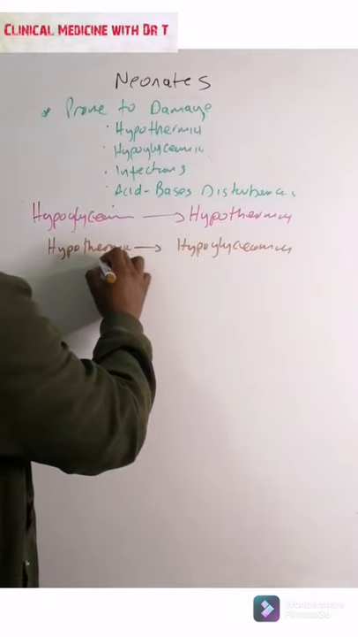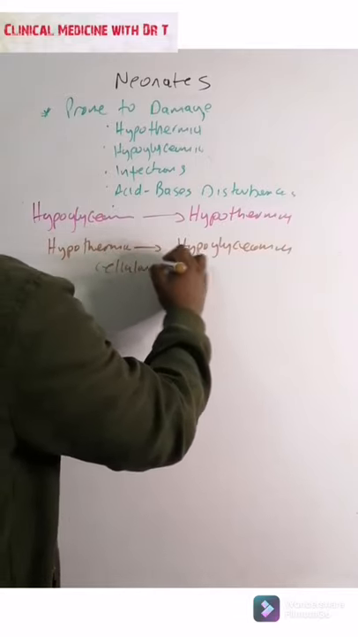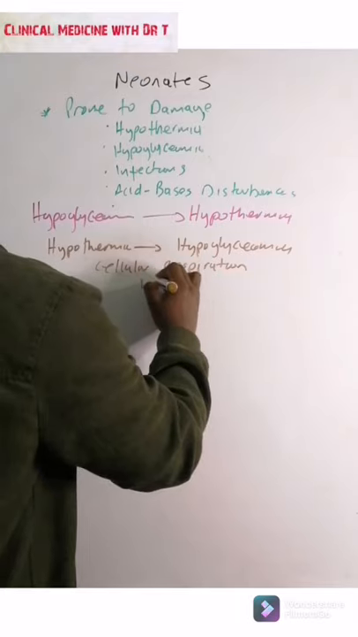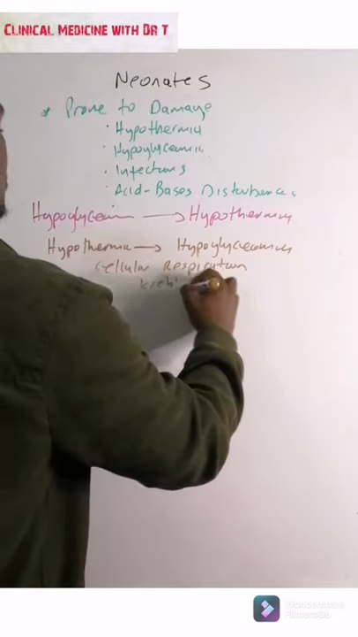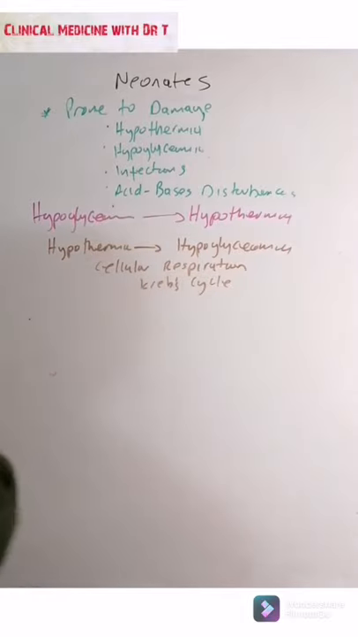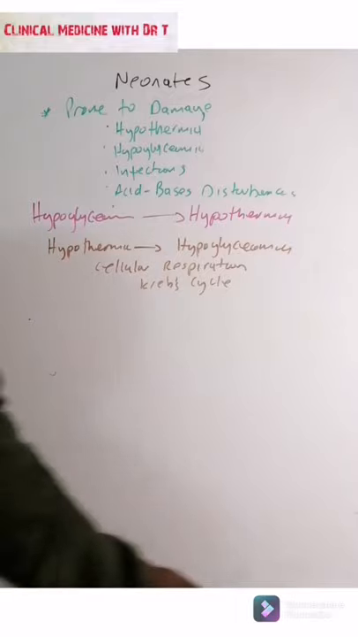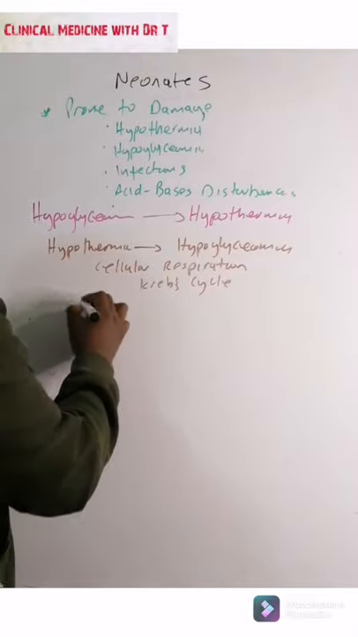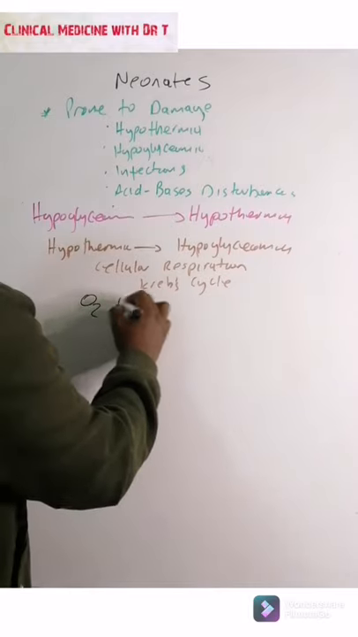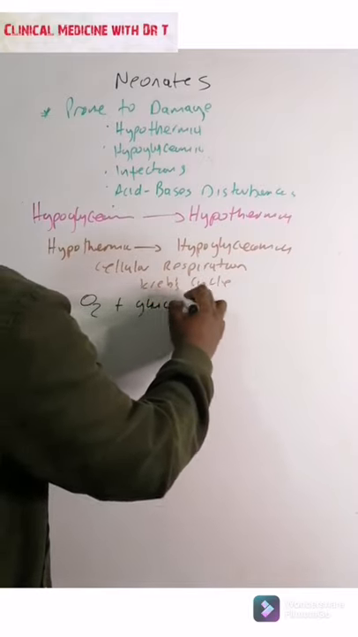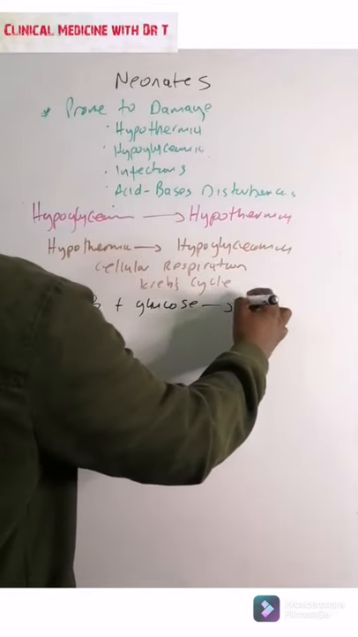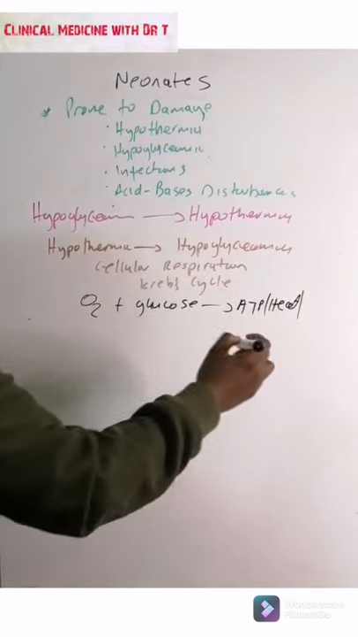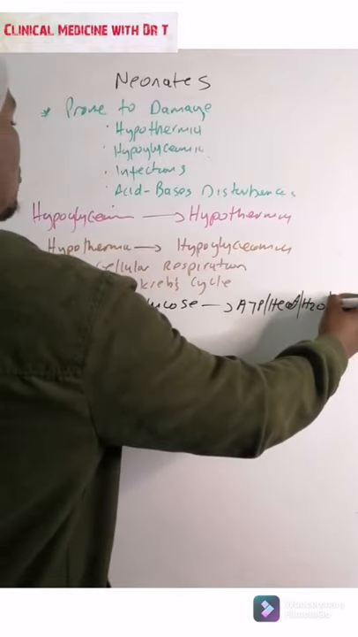Remember, once again, cellular respiration. The Krebs cycle, basically. So what we have, we know by now that the substrate for cellular respiration is glucose plus oxygen. And these give us ATP. They give us heat, the heat that maintains our core body temperature. Water is a byproduct, CO2 is a byproduct.